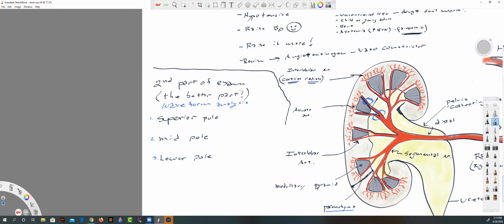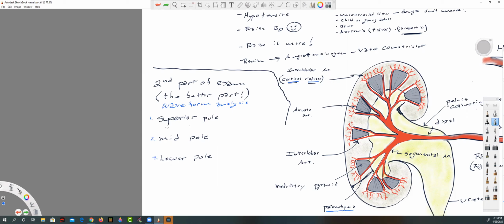So second part, I'm just going to quickly say this again. Second part of the exam, the better part, I think it should be the first part because it tells us what's going on downstream, because we're looking for a waveform analysis. In other words, we're going to be looking for tardus parvus or anything like that. We can look at segmental arteries. We could look at interlobar arteries. Your machine will oftentimes say arcuate artery, and that's a joke. You are very unlikely scanning arcuate arteries.